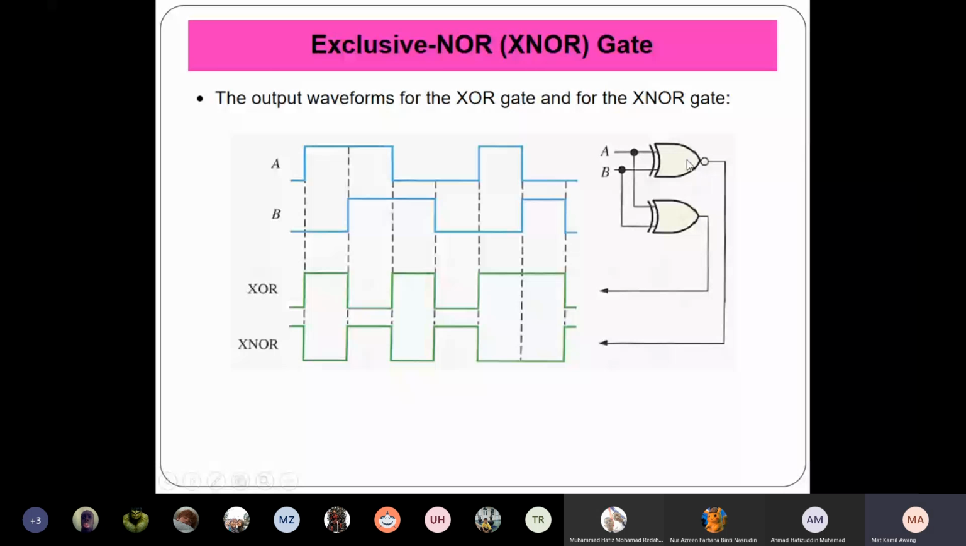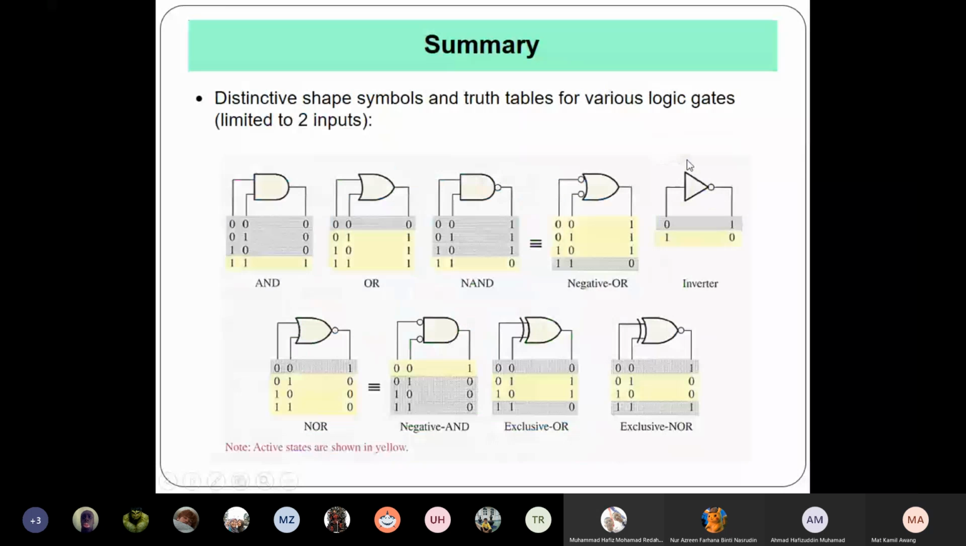Okay. In summary, these are the distinct shape symbols and truth tables for various logic gates. For this example, we use 2 inputs. This is AND. So this is the truth table. This is the OR symbol. This is the truth table. This is NAND. NAND is basically the NOT of AND. This is the truth table.